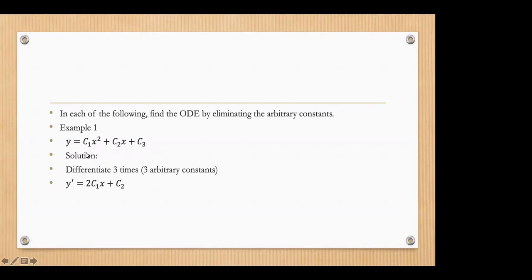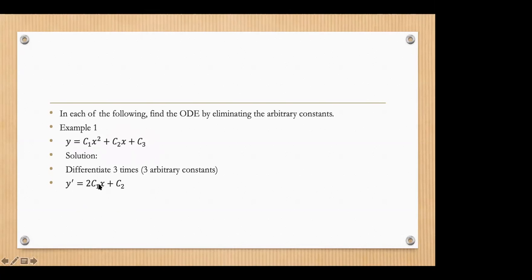So differentiating this for the first time, we have y prime equals 2c sub 1 times x. Bakit naging 2c sub 1 times x? Because the derivative of x squared is 2x. And for the second term, we have c sub 2x. If you are to differentiate this, you copy c sub 2 and differentiate x, so times 1. And the last term here is c sub 3. So if you differentiate this, that's 0 kasi constant.